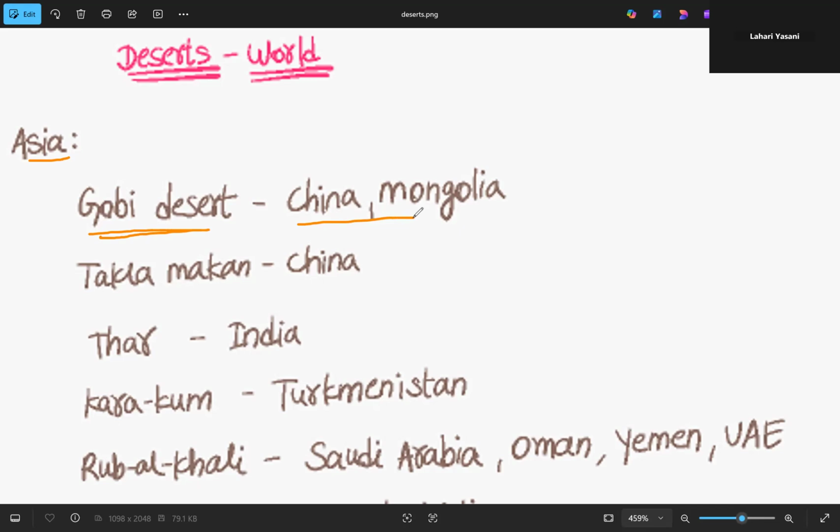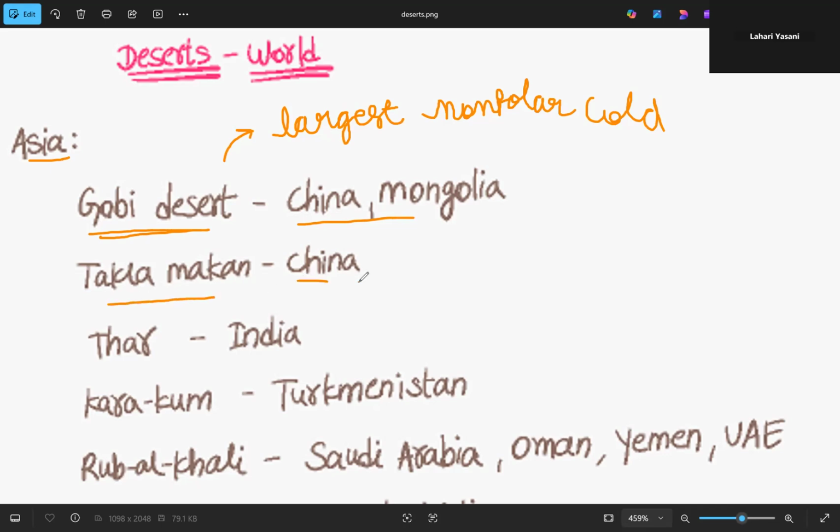And this is the largest non-polar cold desert. So this is largest in what category? Non-polar. We know that it is a cold desert. What is the largest polar cold desert? That is Antarctica. Whereas the largest non-polar cold desert is Gobi Desert. It is spread over China and Mongolia. The next one is Taklamakan. It is in China.